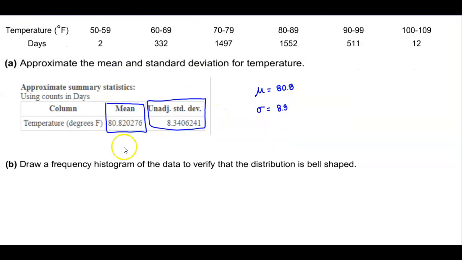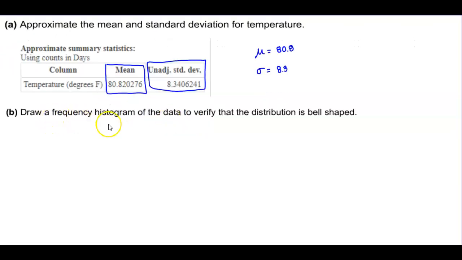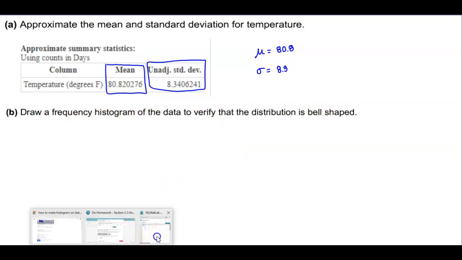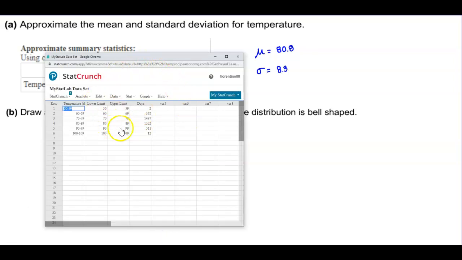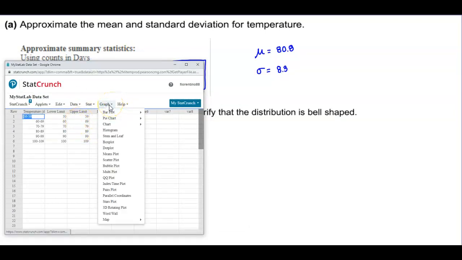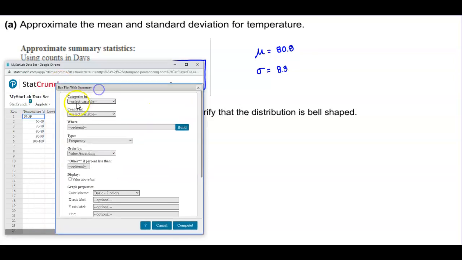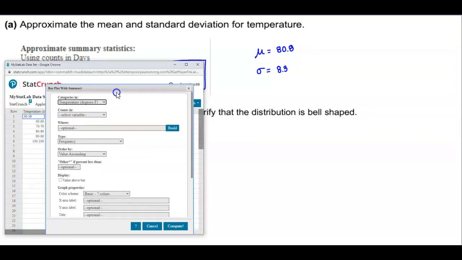Okay, so now we have our mean and our standard deviation. Now what we want to do is draw a frequency histogram of the data to verify that the distribution is bell-shaped. So we're going to go ahead and do that. Whenever we have the summary of data, StatCrunch doesn't allow us to create a histogram this way. So what we're going to have to do is go to Graph. We're going to select Bar Plot, and then we have the summary. We don't have the data because we have the summary. So the categories are going to be the temperature, and then the counts in are going to be the days.